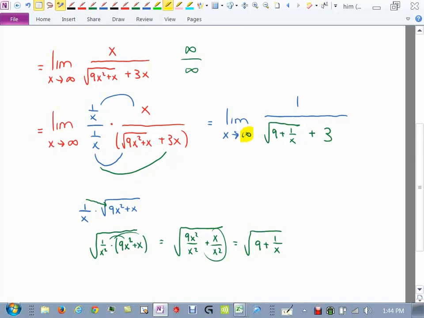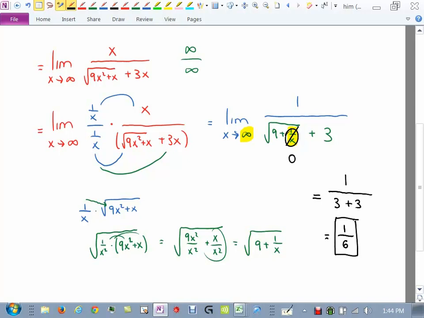X goes to infinity. 1 divided by something that's becoming infinite, we've already talked about, this is going to go to 0, right, when I take the limit. So what's left then? So now I'm taking the limit, so I'm not going to write it anymore. The numerator is 1. Nothing changed. The denominator, however, this term vanishes, right, goes to 0. So I'm left with square root of 9. Square root of 9 is 3. Plus, we're left with that 3 out there. So we get 1 over 6.